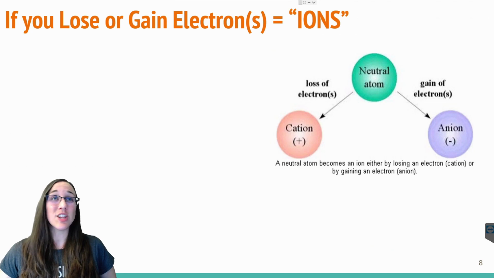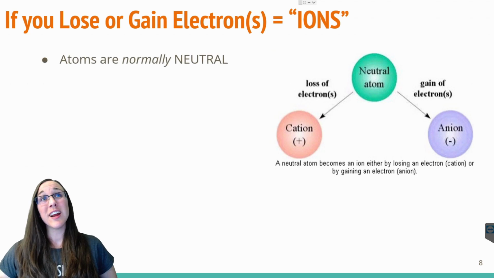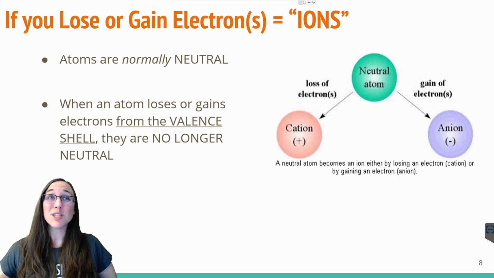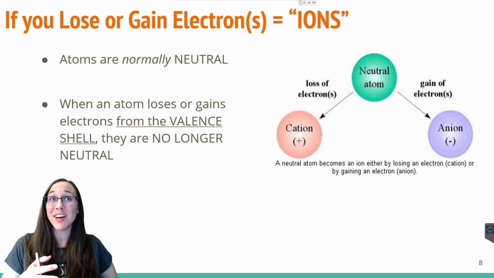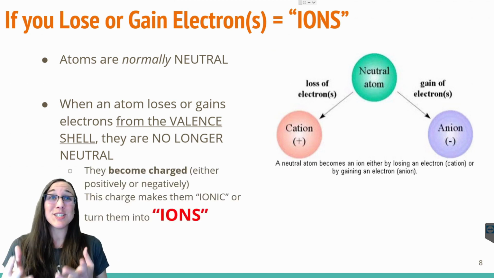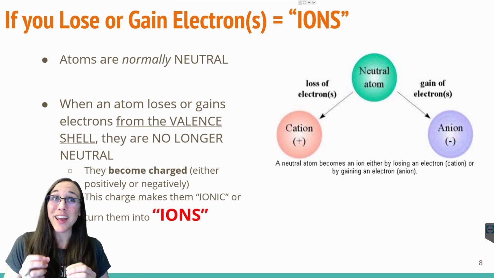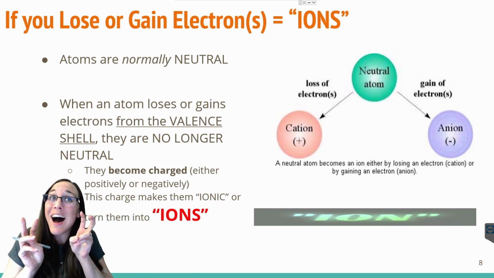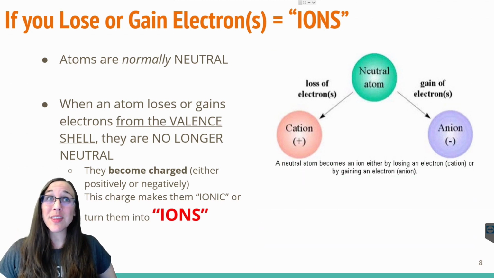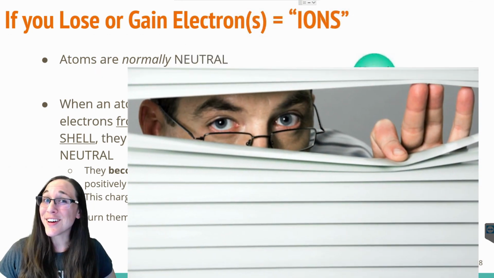So the idea here is that the loss or gain of electrons is what causes ions to form. In nature, atoms are typically neutral. They want to be neutral normally. So when atoms lose or gain electrons from that valence shell, they are no longer neutral. They have a charge on them, whether that's positive or negative, with a certain value. And when they get this charge, that is when we call them ionic, or that is when they turn into, quote, ions. That is what an ion is. And again, it all boils down to where the electrons are and what they're doing. So keep an eye on those electrons.